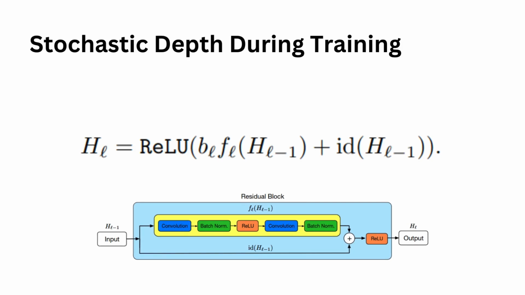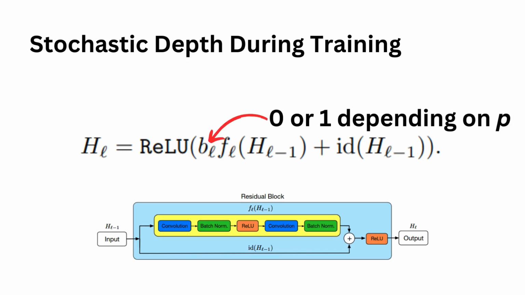So let's see an example in action during training time. Here we have the residual block and the composite function H. If you see here, there's a Bernoulli random variable B_L, which will be 0 or 1 depending on the probability P. This will change the way the information is moving through the residual block.